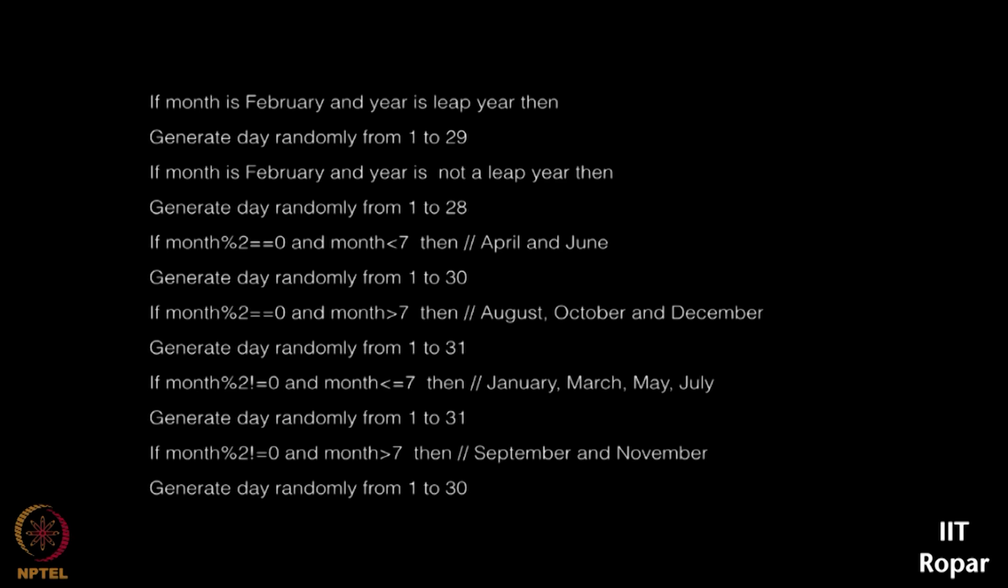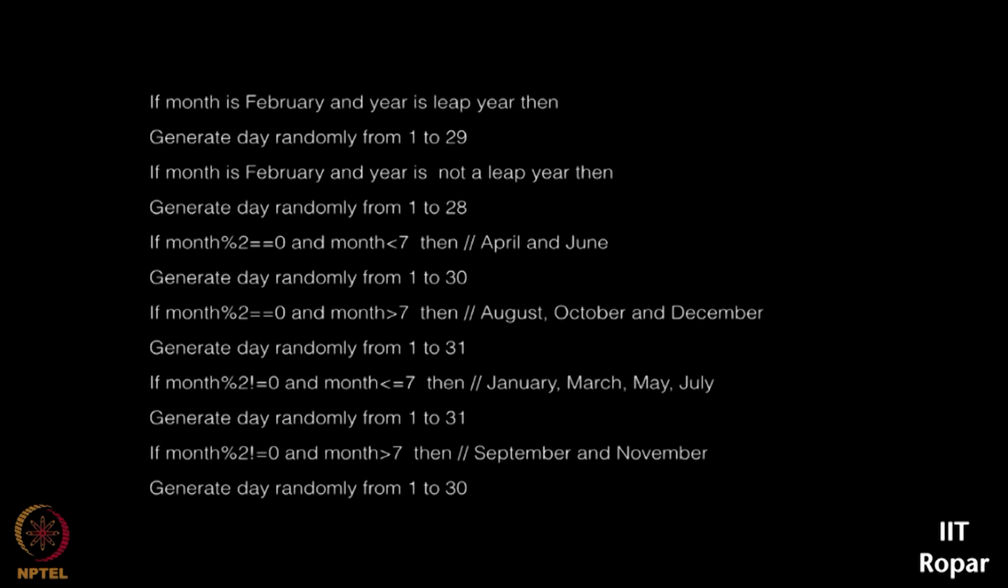So this is it for the month that is less than 7. Now, if the month divides by 2 and the month is greater than 7, what are we referring to here? We are referring to the months August, October and December. Then we have to generate the day randomly from 1 to 31.